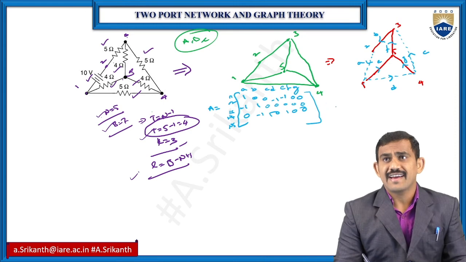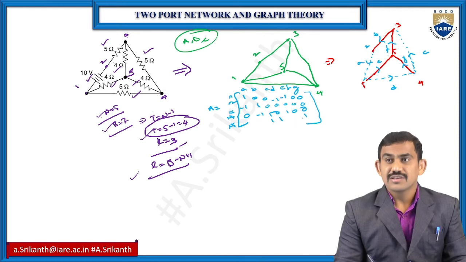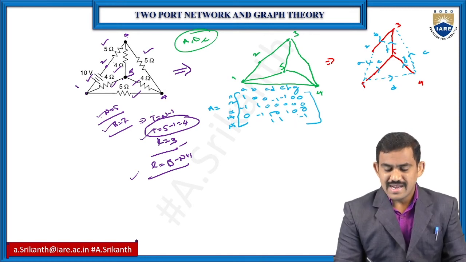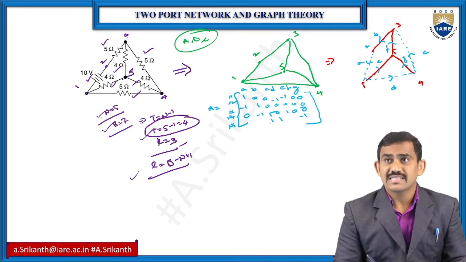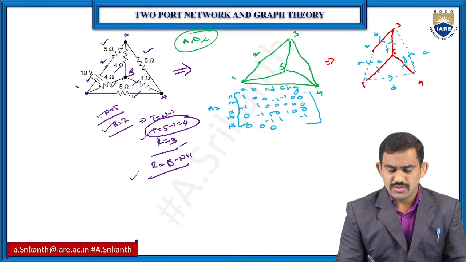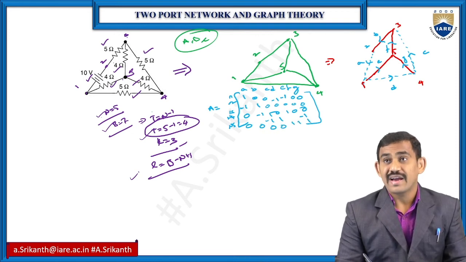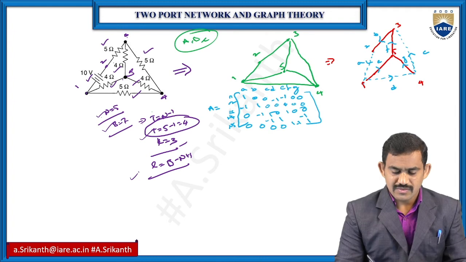Coming to node 4, again I have three branches: D, G, C. G is outgoing, minus value, D is plus value, that is incoming. C is outgoing, minus value. And coming to node 5, again three branches: E, G, F. E is incoming, G is incoming, F is outgoing, so we have minus value. At node 3 I have F also, that is plus value.